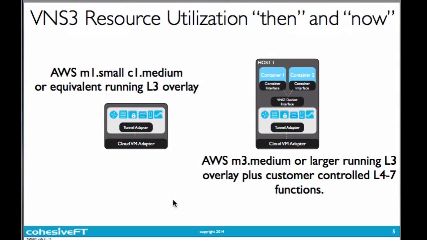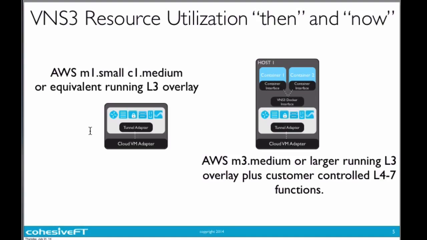Let's talk about what they looked like in the past. Typically, our customers have run things like Amazon M1 small or C1 small, C1 medium instances. And as you see from the little icons there, they provide virtual switch, virtual router, the VPN functionalities, firewalling, etc. That all happens in the overlay as they connect different clients and sites together. It goes out over a tunnel adapter onto the real cloud virtual machine adapter, which goes out onto the real hardware adapter, and onto the Amazon network for bulk transport across Amazon or onto the internet.